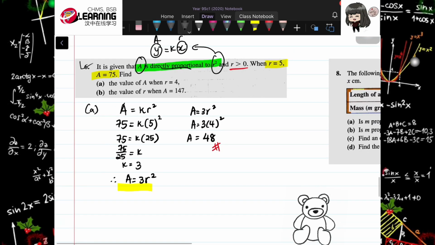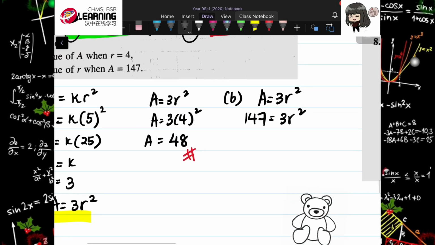Part B. The value of R when A is equal to 147. Again, the equation you found just now, A equals 3R squared. Your A now is 147, equals 3R squared. Let's find out what our R is. So R squared equals 147 divided by 3.